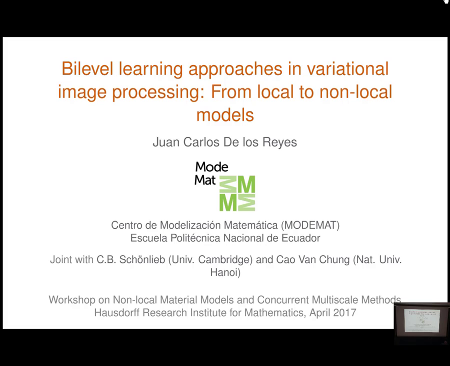It concerns images. It has a lot of optimization going on, and it has some flavor mainly at the end of what the difference is between local and non-local models in imaging. And I will try to show you how this can have an effect, and what we are aiming at in the context of image processing, and mainly in the context of bilevel learning in this setting.